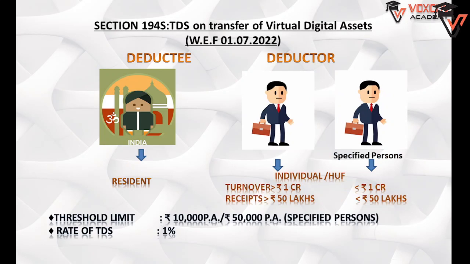Next was TDS on transfer of virtual digital assets. In this case, the deductee is a resident, but deductors are of two types. One, whose turnover is more than 1 crore and gross receipts more than 50 lakh, and second were the specified persons whose turnover was less than 1 crore and gross receipts were less than 50 lakh. The threshold limit for the first case was 10,000 per annum and in case of specified persons was 50,000 per annum. Rate of TDS was 1%.